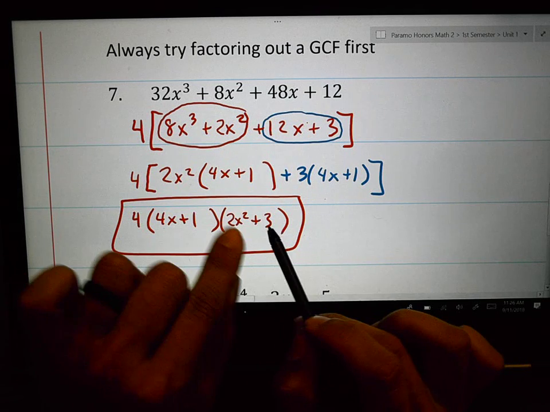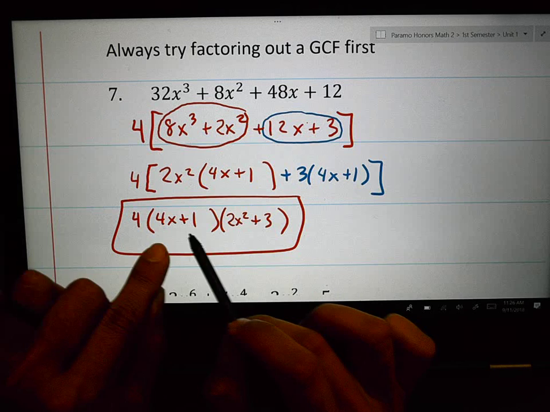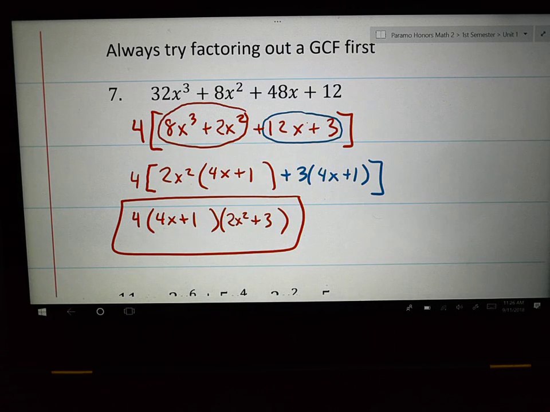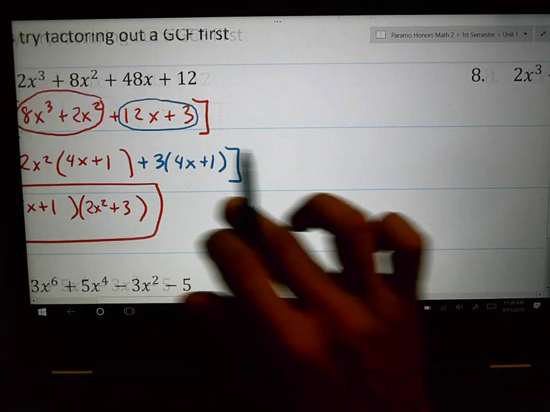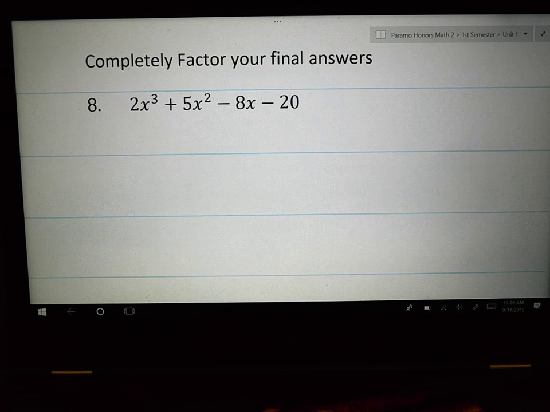Couple things that I should remind you of. Difference of squares. Can it factor further? Those are things you want to double check. Always look to see, can it factor further? Scooting on for number 8. Completely factor your final answers.